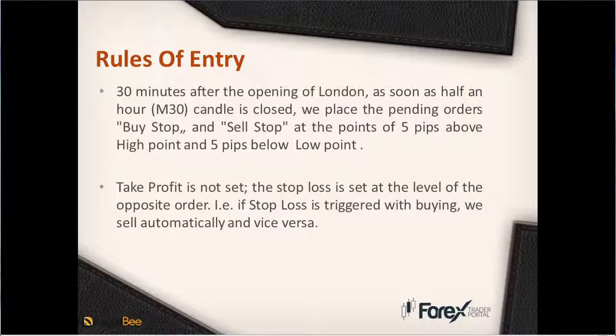As I said, we wait for the first 30 minutes after the opening of London, and as soon as the M30 candle is closed, we place the pending orders buy stop and sell stop at 5 pips. 5 pips is optional, it may be 3 or 4 pips, it doesn't matter, above the high point and 5 pips below the low point. So we place pending orders buy stop and sell stop just above and just below the extreme points of the first closed half hour candle after the opening of London.